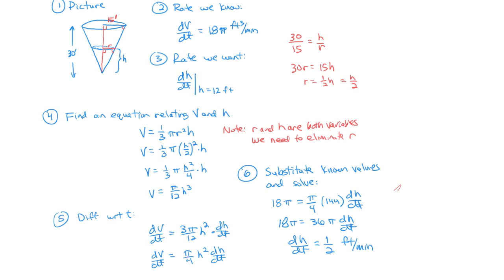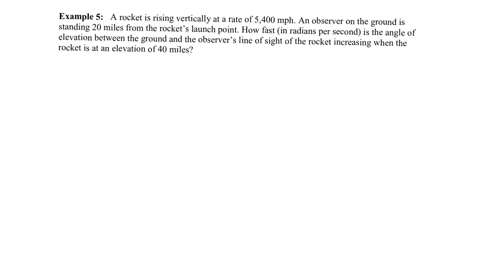Now I know what you're probably thinking, down to the last problem, and you haven't seen any trigonometry yet. And I know you guys get very excited if I don't do at least one trig problem a day. So here is your chance. There'll be a little bit of trig in this one. And this one involves a rocket rising vertically at the rate of 5,400 miles per hour.